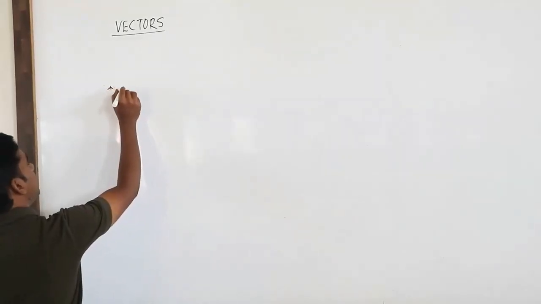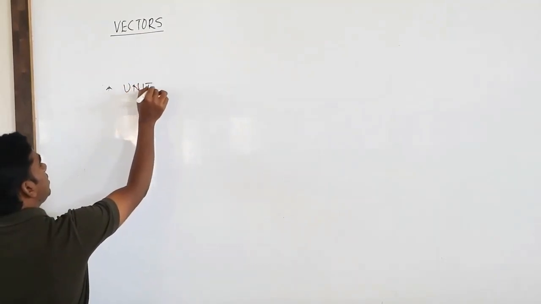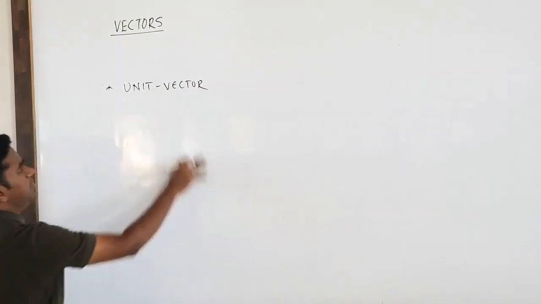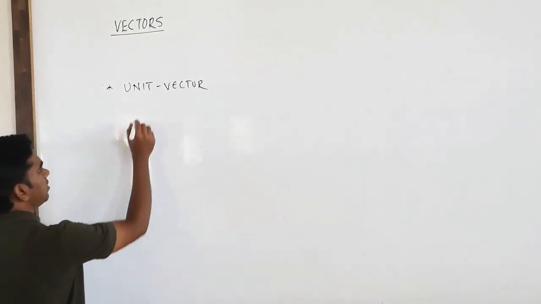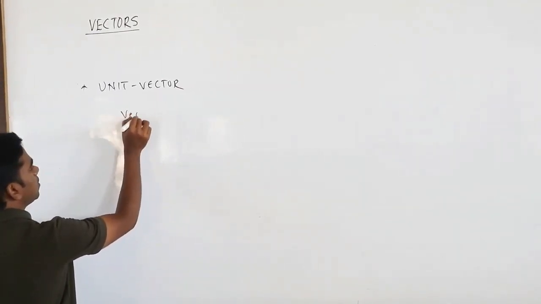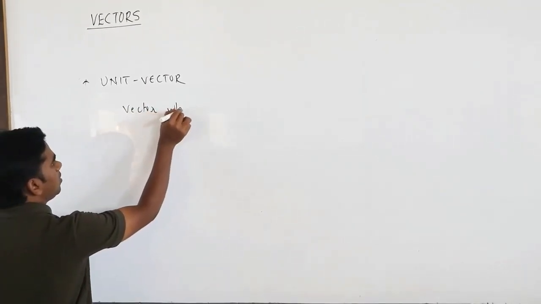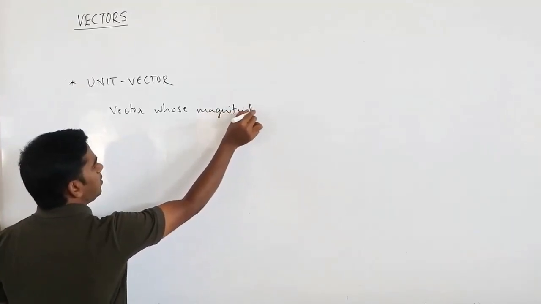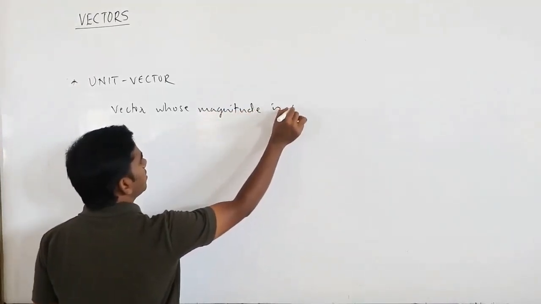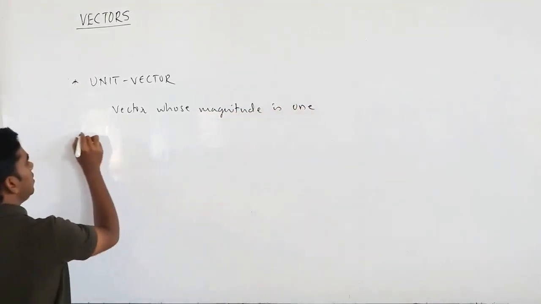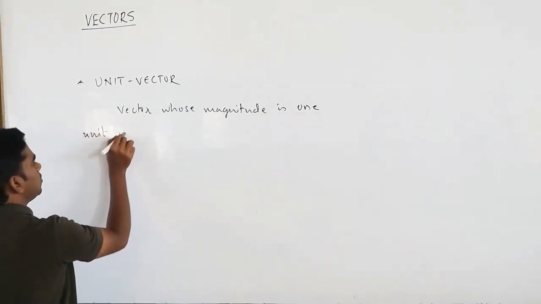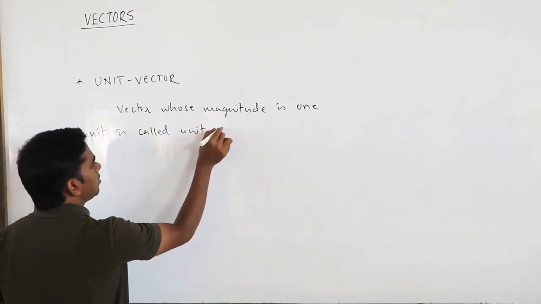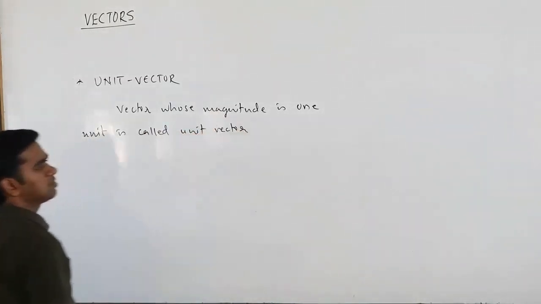Very important, remember: unit vector. That is why I am taking it at the end. So what do you mean by unit vector? A vector whose magnitude is 1 unit is called a unit vector. Remember, very important.